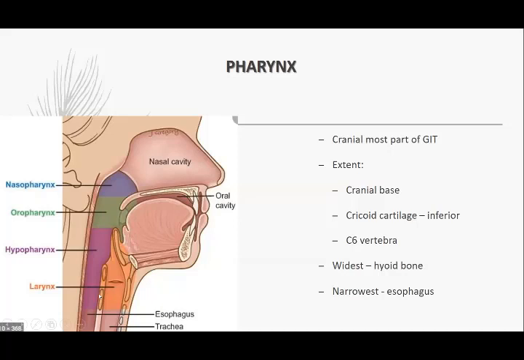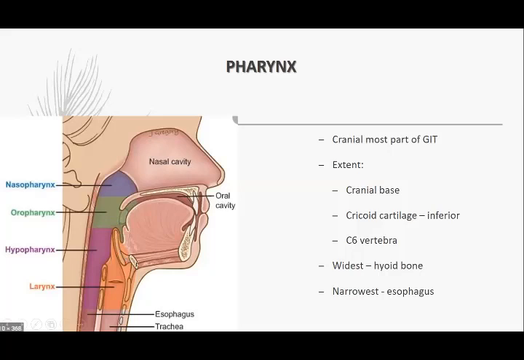This is the cricoid cartilage. Okay, so extends down to cartilage. So from the base of the skull, it goes down to the lower border of the cricoid cartilage. Level क्या है? Level 6 cervical vertebrae का है. So widest part of the pharynx is at this level.